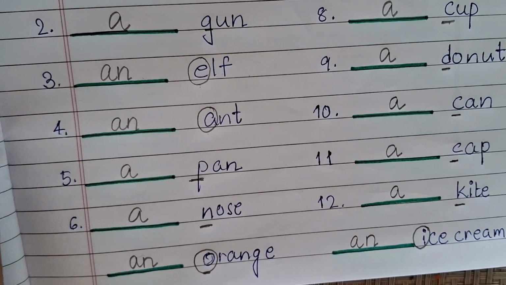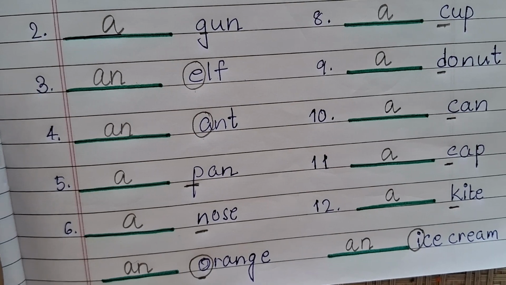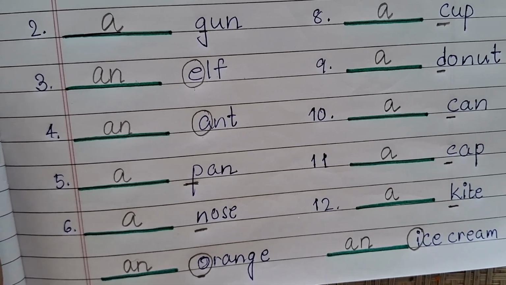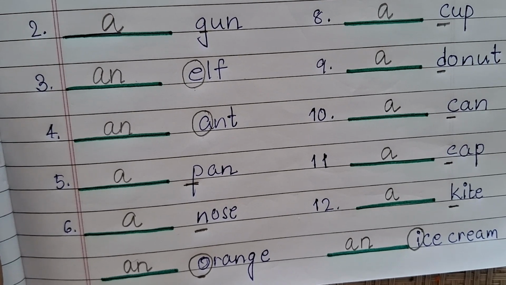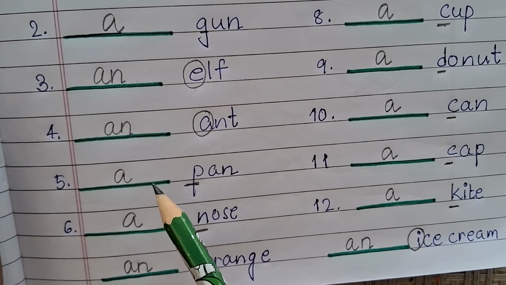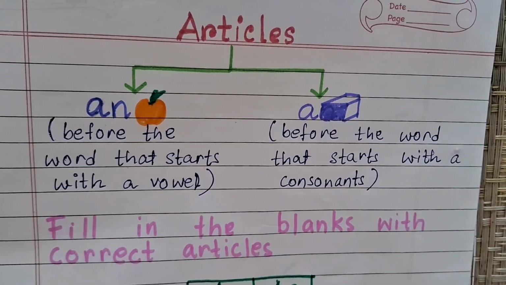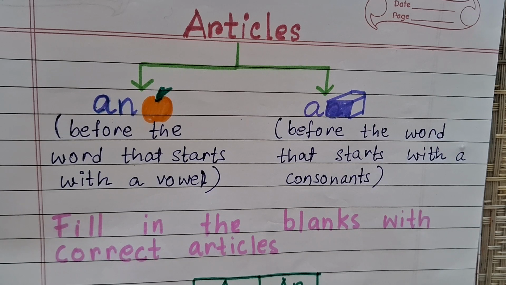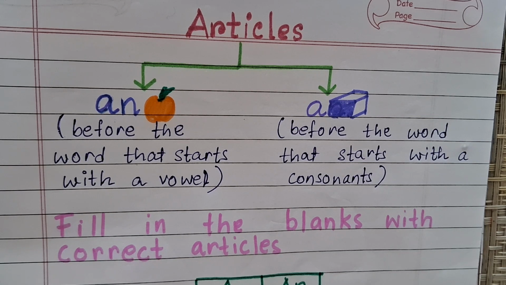Understood, children? So just remember, the words starting with a vowel, before that we will place an, and those words which start with consonants, that is the letters which are not vowels, if the word starts with those letters, we will write a before it. You just have to remember this. Okay, children, we will be practicing worksheets on a and an. Later on, I will be sharing many worksheets with you in the upcoming classes, so you can practice and make your concept very clear.